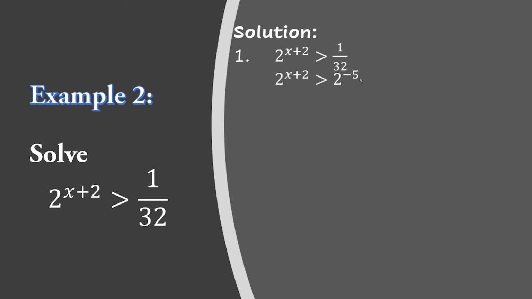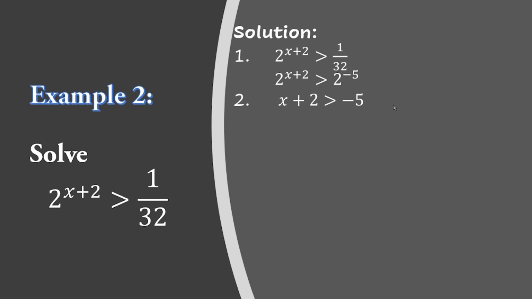Why do we have negative 5? The law that we apply here is the negative law of exponent. So since we have 1 over 32, and 32 is still 2 raised to 5, that is equal to 2 raised to negative 5. So second step, we need to get the exponents and apply the property of inequality. So we have x plus 2 greater than negative 5.